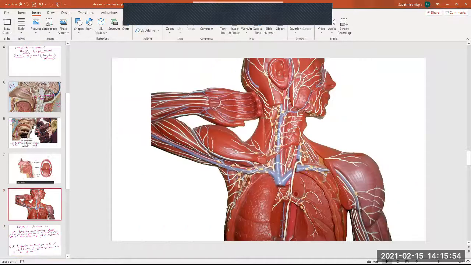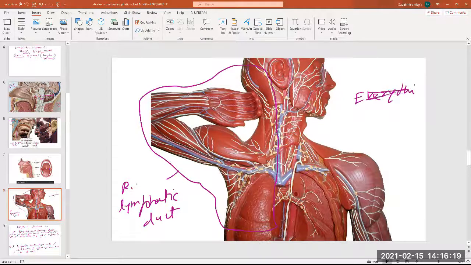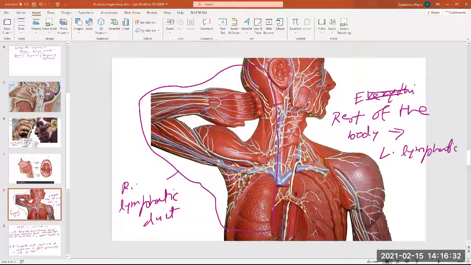So here, the right lymphatic duct is basically draining from here, here, and here. Right lymphatic duct. Everything else is left. Rest of the body is lymph drained by left lymphatic duct.